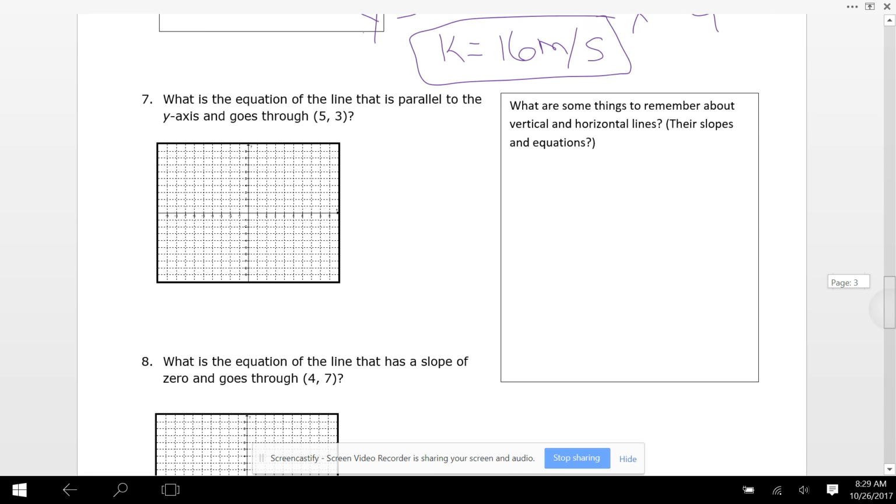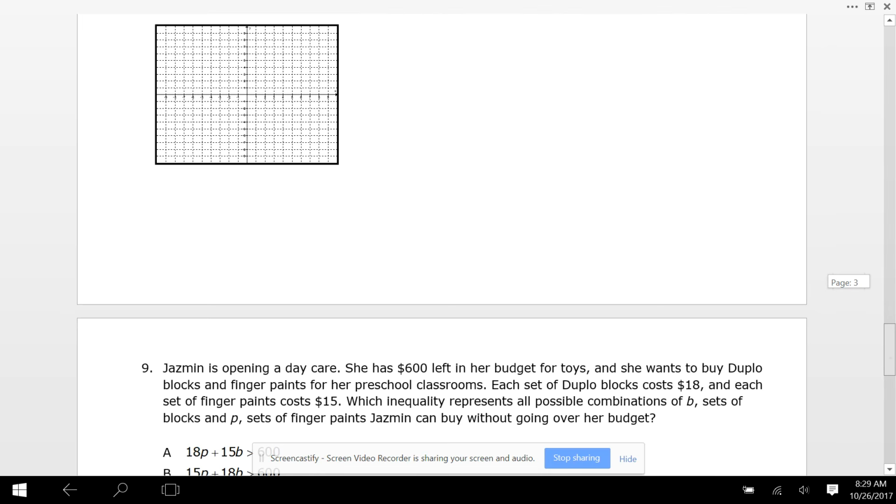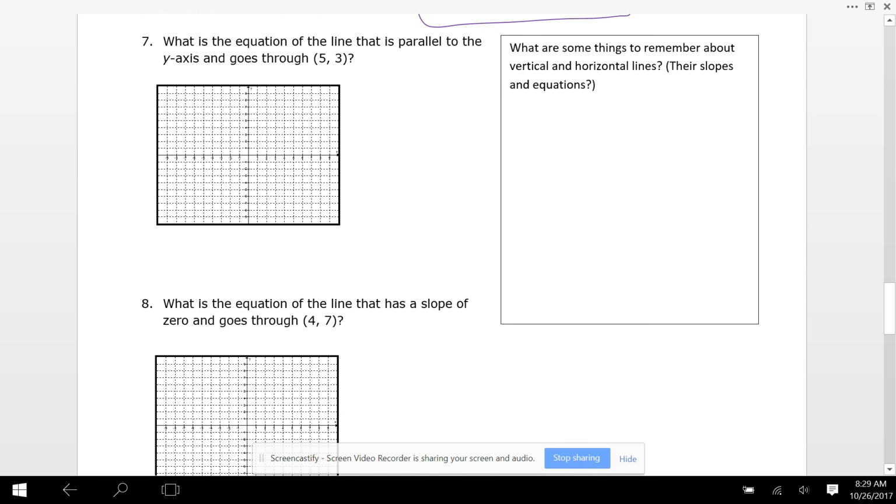All right, number 7. Here go the tricky ones. If we have a line parallel to the y-axis, here's my y-axis. If it's parallel, it's going to be what kind of line? Vertical. Vertical means undefined slope, and x equals. So I'm looking for x equals that goes through that point, which is x equals 5. If I go over, I can really see 5 and 3 right there. Then I have a vertical line right here, which is x equals 5.